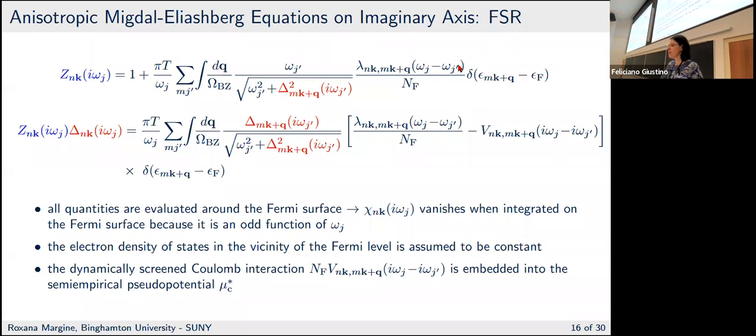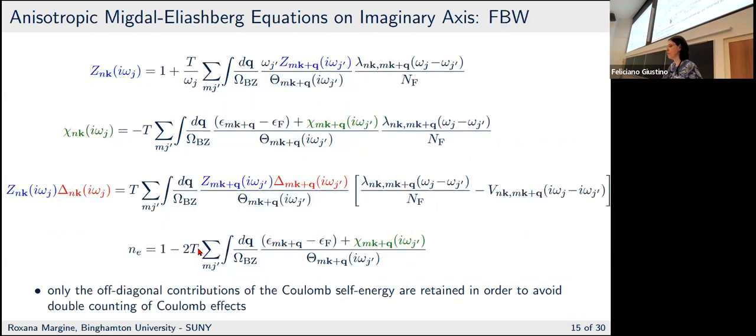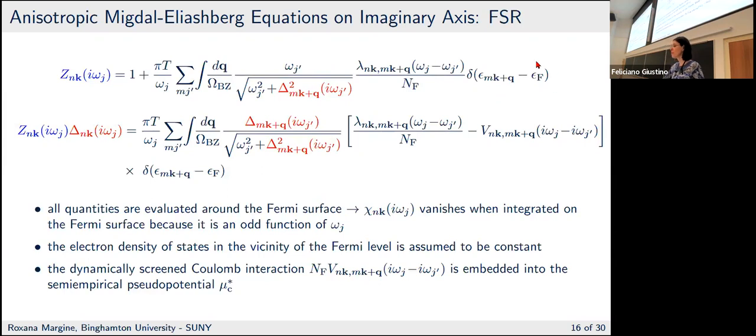anisotropic equation. This simplification was done under the assumption that the electron density of states in the vicinity of the Fermi level is constant, so we don't have peaks. Basically, we are doing this by introducing delta functions and resolving the integrals. So you see that the difference now is that we have these delta functions that enter here. It means that this equation is only valid in the vicinity of the Fermi surface.